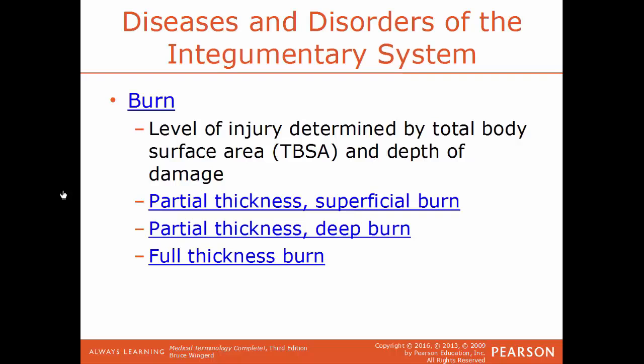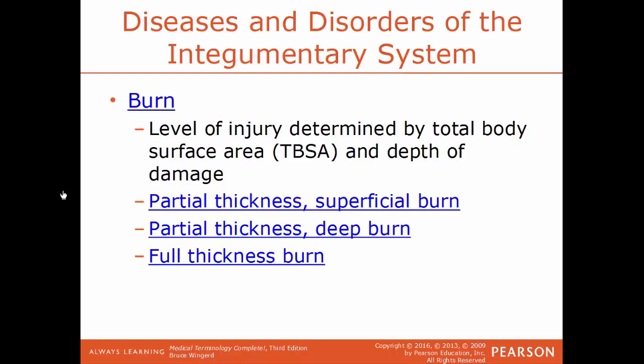And the last one on here, a full thickness burn, also known as a third degree burn. These are very, very serious, because these include all of the epidermis, all of the dermis, and even some of the hypodermis layer. At this point, the skin will become charred, like you would see on a piece of meat, like on a steak, for example. And there's usually no pain involved here because the nerve endings have been damaged so the person doesn't feel pain.